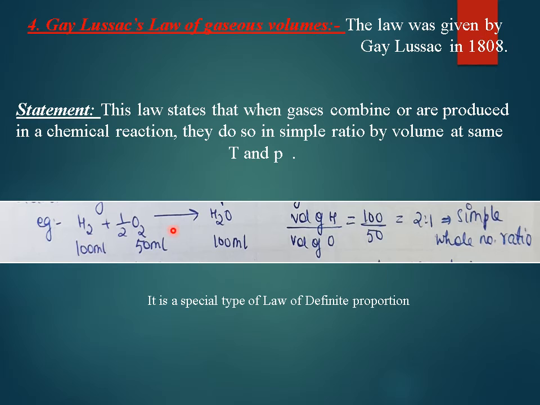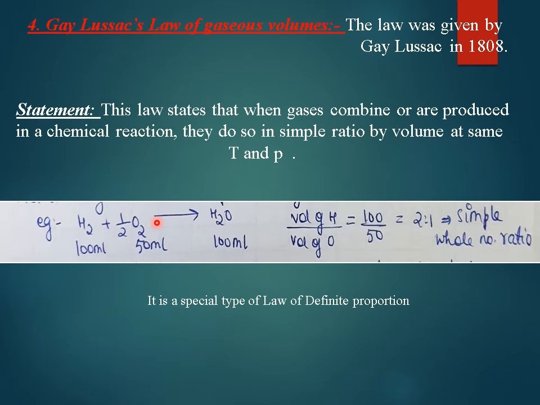Okay, so let's say the volume of hydrogen by volume of oxygen comes out to be 3 is to 11, let's say I've taken 3000 ml of hydrogen and 11,000 ml of oxygen.